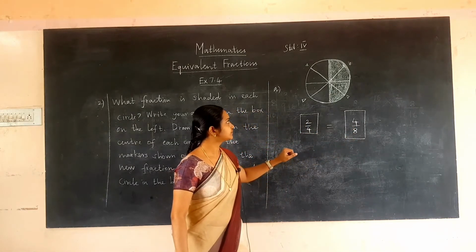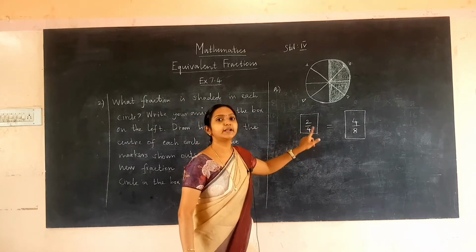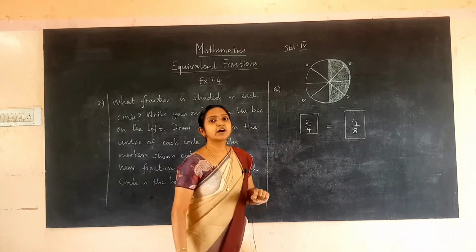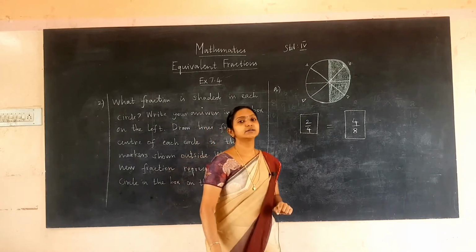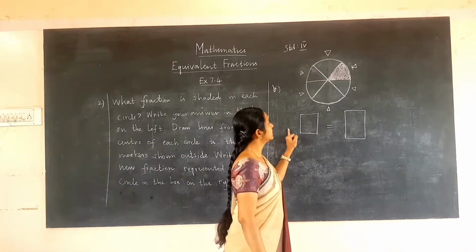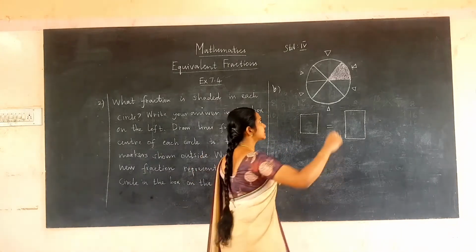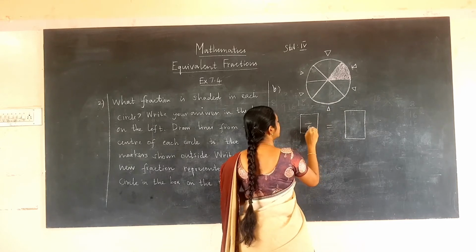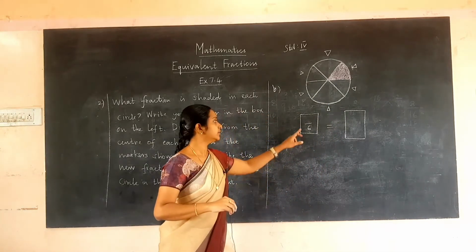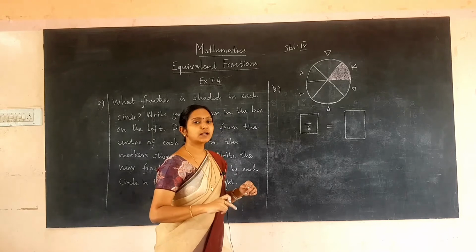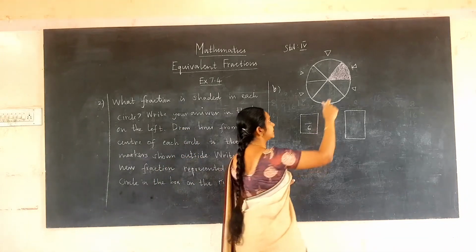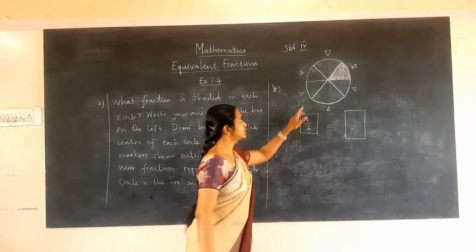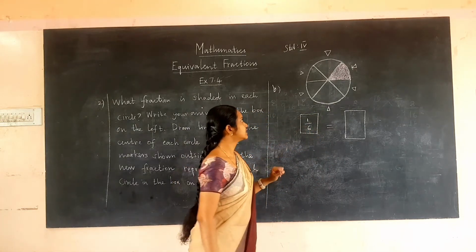First, we have to find how many total parts are there. Total parts should be written in the denominator and the number of parts colored should be written in the numerator. The total number of parts is 1, 2, 3, 4, 5, 6. So, total number of parts should be written in the denominator. The parts that are colored should be written in the numerator. Here only one part is colored. So, in the numerator we have 1. So, this fraction is 1 by 6.